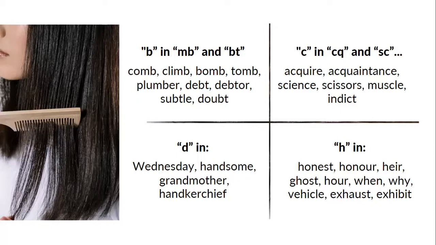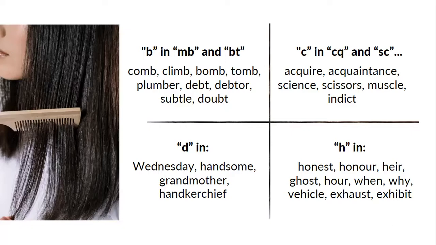So you have comb, climb, bum, tomb. So the word is tomb, not tom-b. Now, the bum, if you add ing, you'd say bumming, not bom-bing. If you add er, you'd say bomber, not bom-ber. Then you have plumber. If you remove the er, you still have plum, right? Then debt, debtor, subtle, doubt. Comb, climb, bum, tomb, plumber, debt, debtor, subtle, doubt.